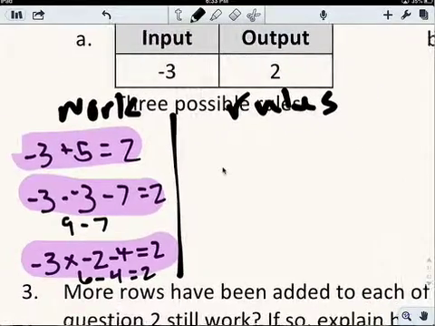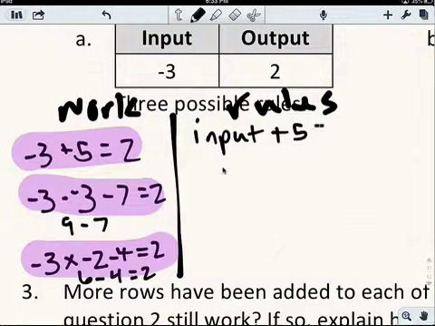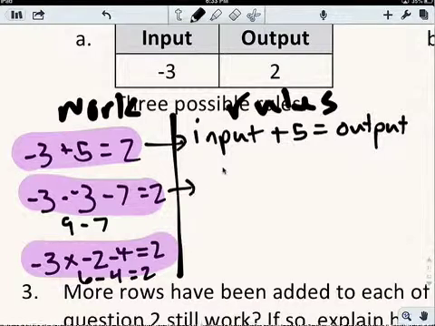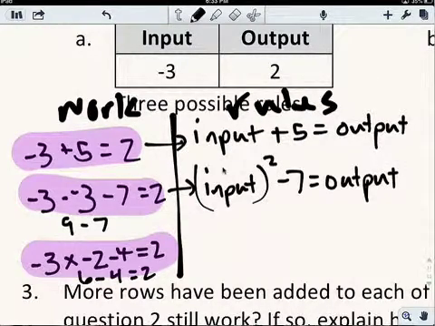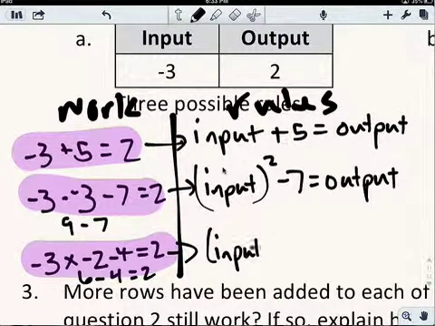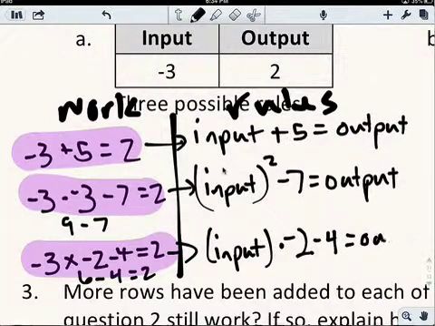So the rule might be that you take the input plus 5 to get the output. You could, that's this one, take the input times itself, that's what squared means, minus 7 to get the output. You could take the input times -2 minus 4 to get the output. Any of those would work here.